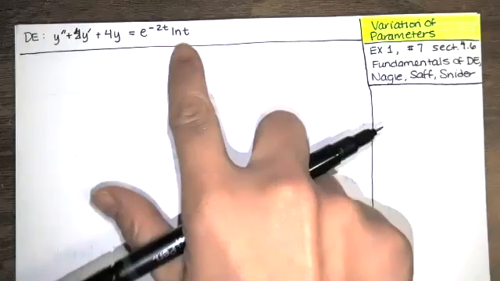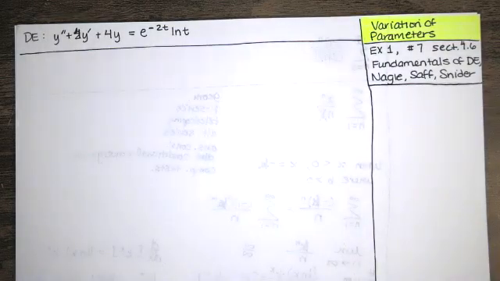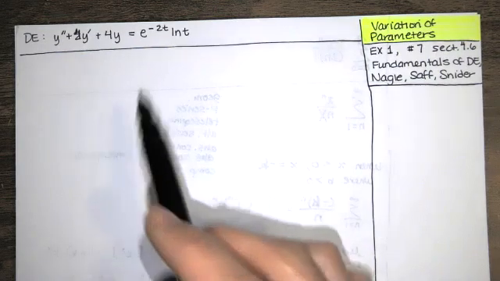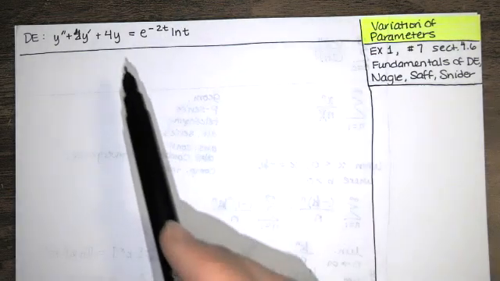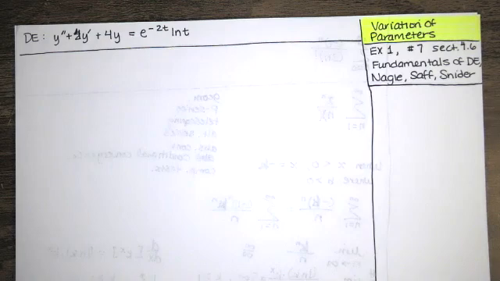Now, notice that the right-hand side is not a polynomial, an exponential function, a sine or cosine function, or a finite sum or product of those. Instead, we've got an exponential times a log function. Since I've got an exponential times a log function, the method of undetermined coefficients is not appropriate here. So we have to use variation of parameters.